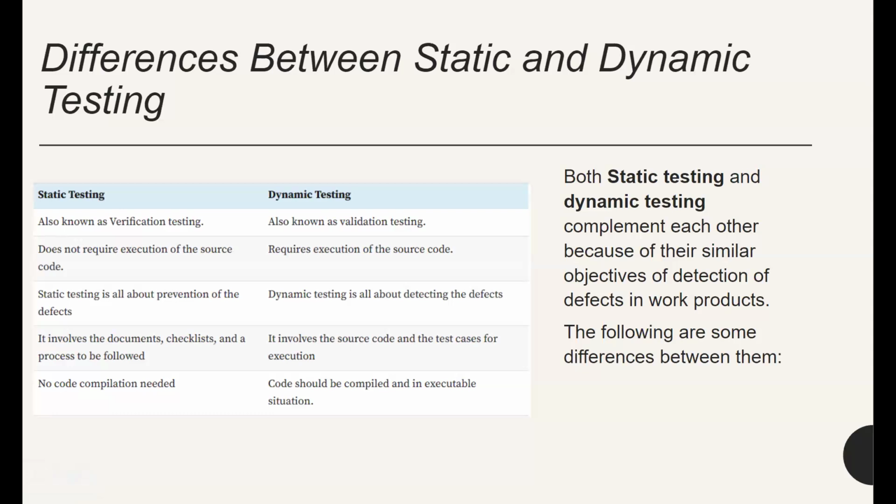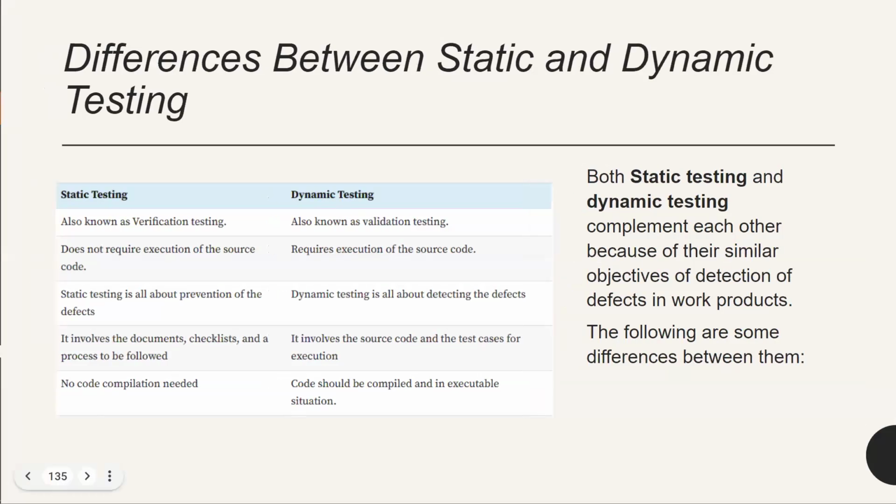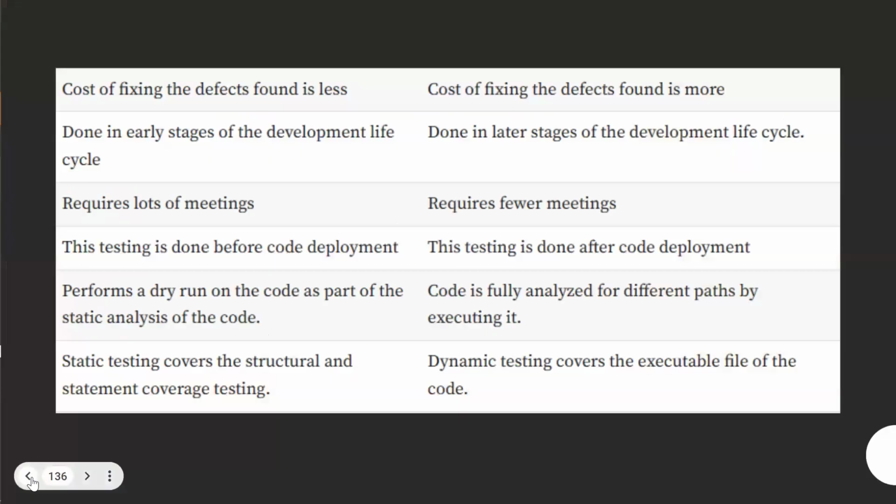Static testing involves the document, the checklist, and the process to be followed, while dynamic has to do with the source code and the test cases for execution. Static testing doesn't need any code compilation. You're just reviewing documents, while in dynamic testing, code should be compiled and in an executable state. So those are the differences, and I'm sure it's quite explanatory because we have been on this.